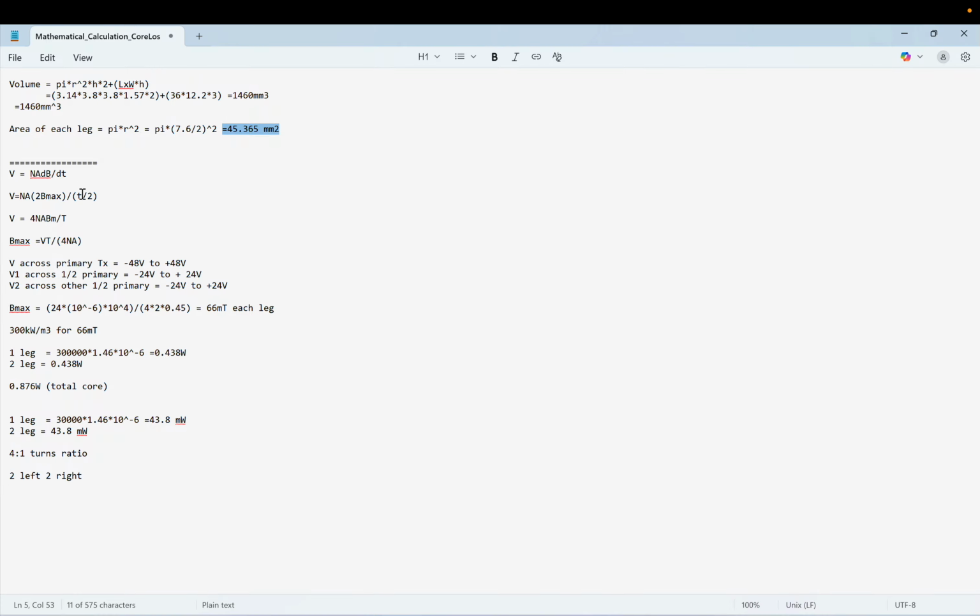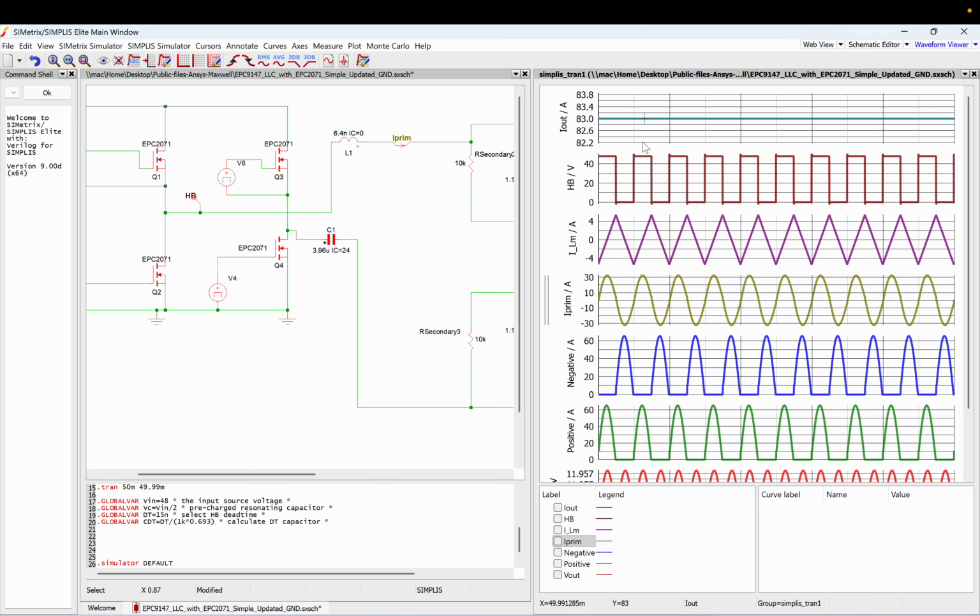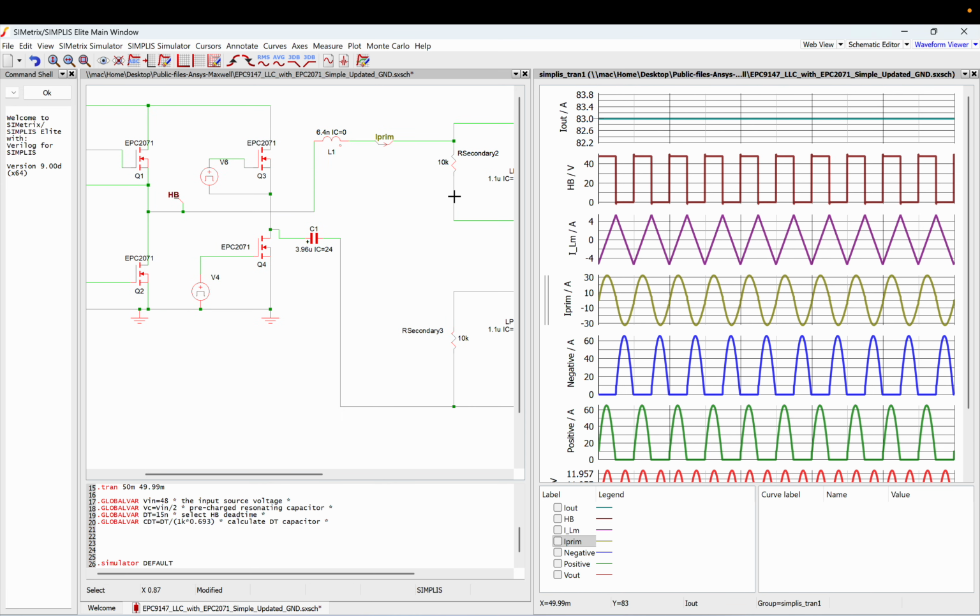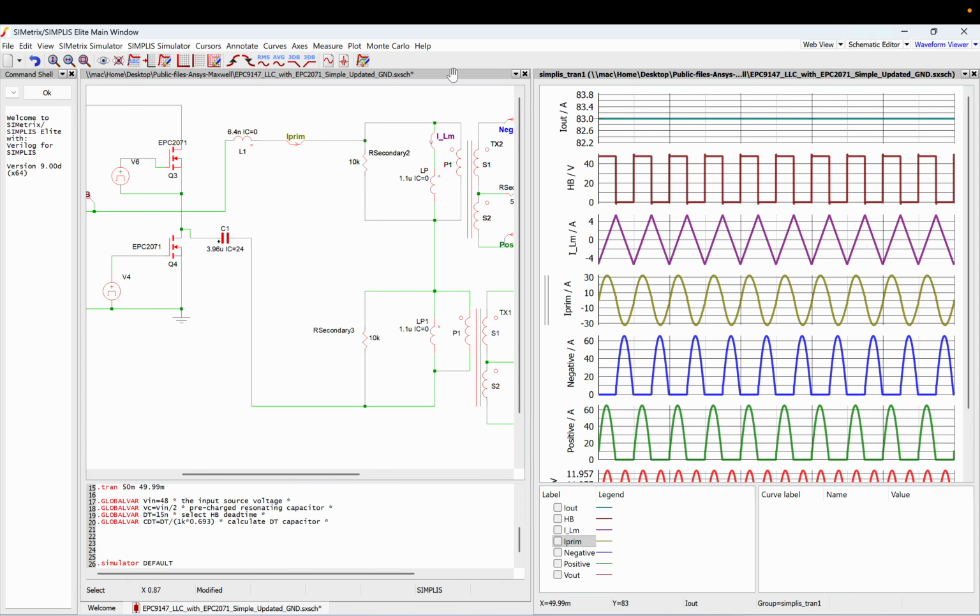So this is the formula, V is equal to N d phi dt. V is voltage, N is number of turns, A is area of core, dB dt. You're going from minus Bmax to plus Bmax in half the time period. So this is the formula for the Bmax. When I plot the voltage across the primary, this complete primary is minus 48 to plus 48. Over here it's minus 24 to plus 24, minus 24 to plus 24.